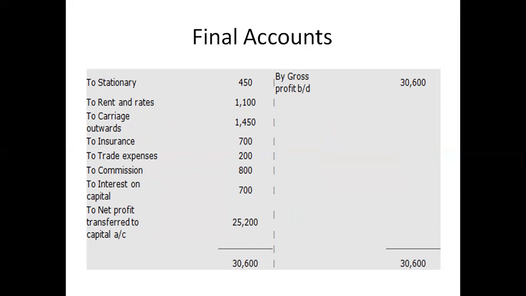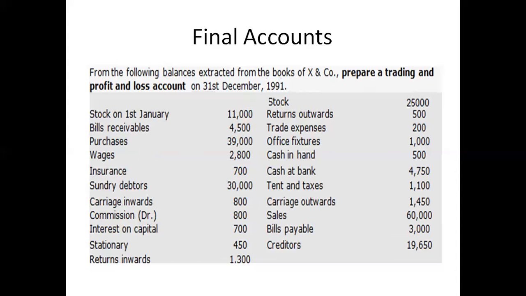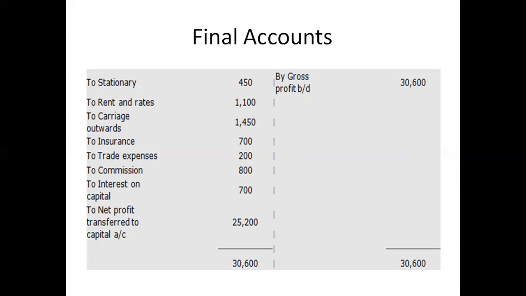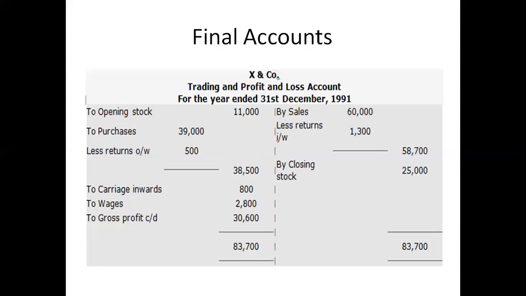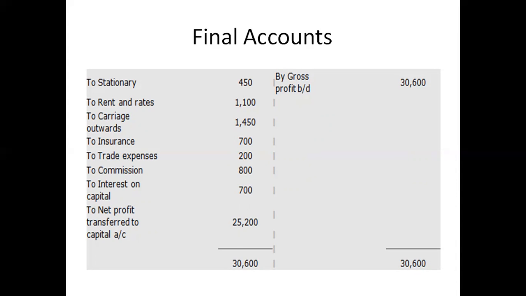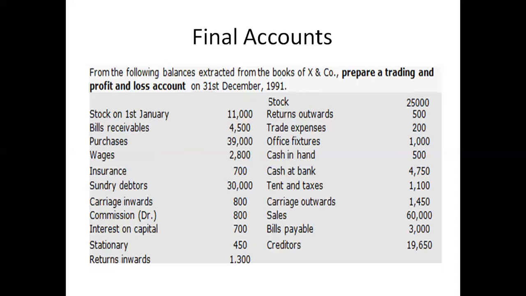Now you have the stationery as 450. We have the rent and the rates as 1,100. You can see from that figure, we have the rent and rates as 1,100. It is given as rent and taxes, that is rent and rates. Now carriage outwards is 1,450.